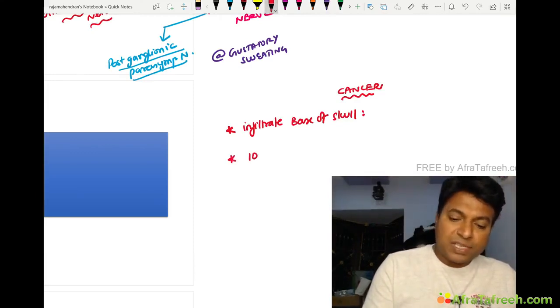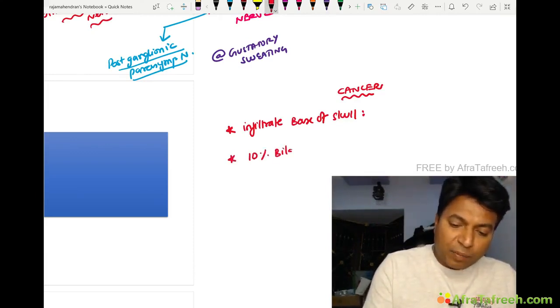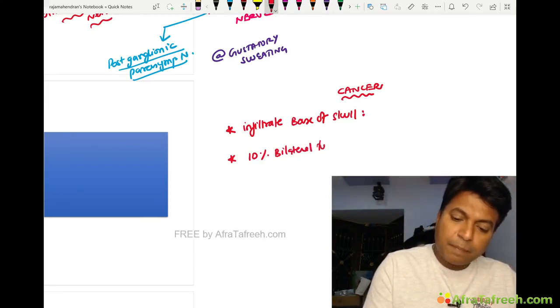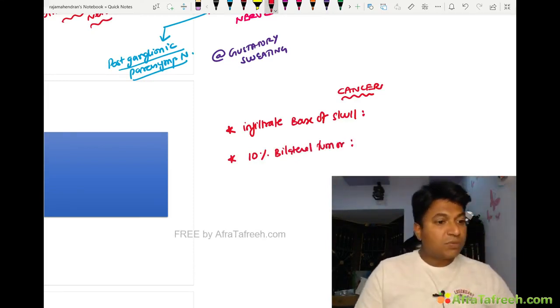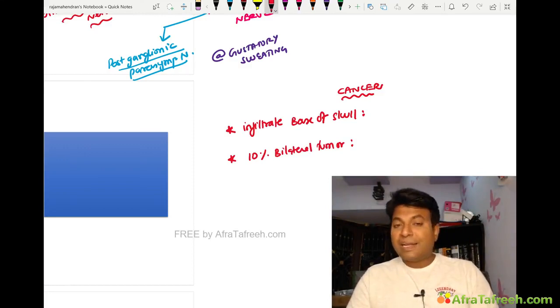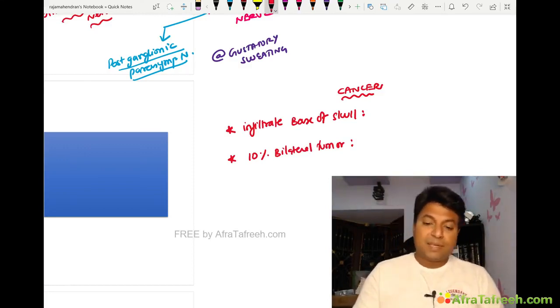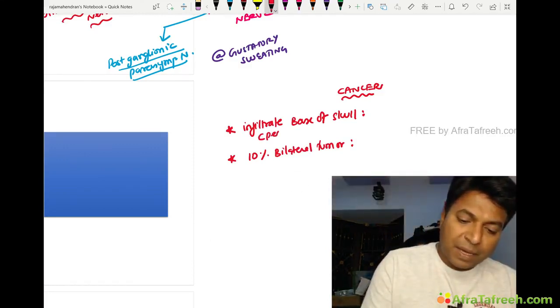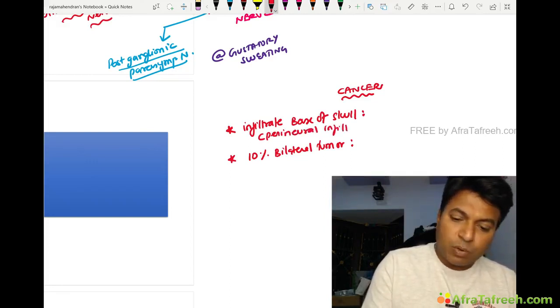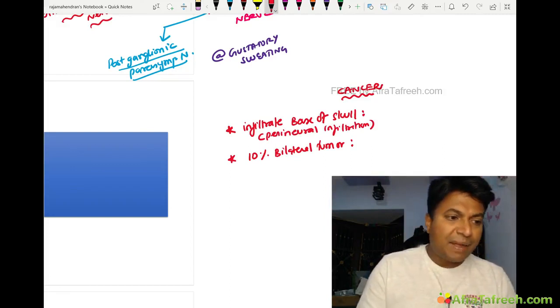Parotid gland tumor which is 10% bilateral tumor. I am asking you questions from parotid gland. The parotid gland tumor which can infiltrate to the base of skull, which is also known as perineural infiltration. What is the answer? I am expecting someone to answer because there will be a 1 minute delay.